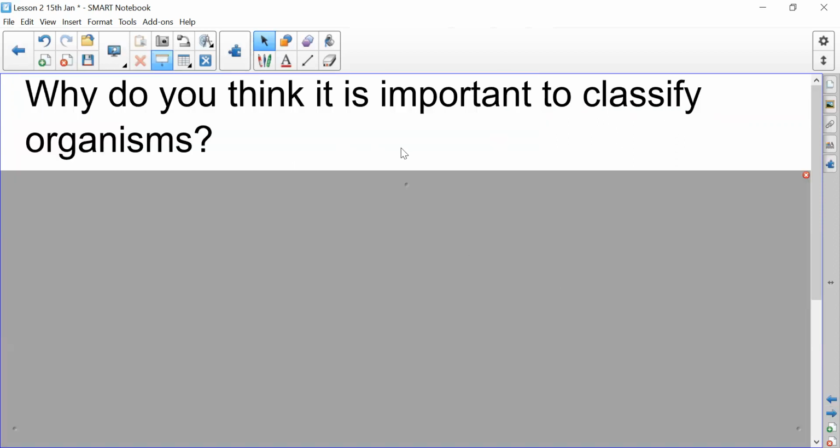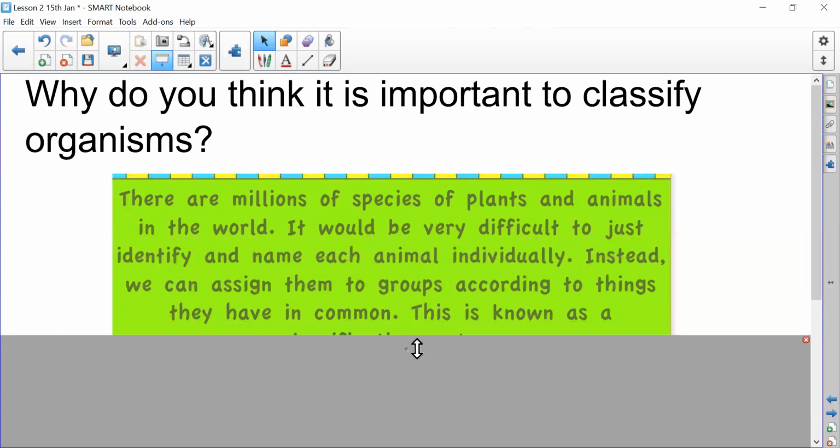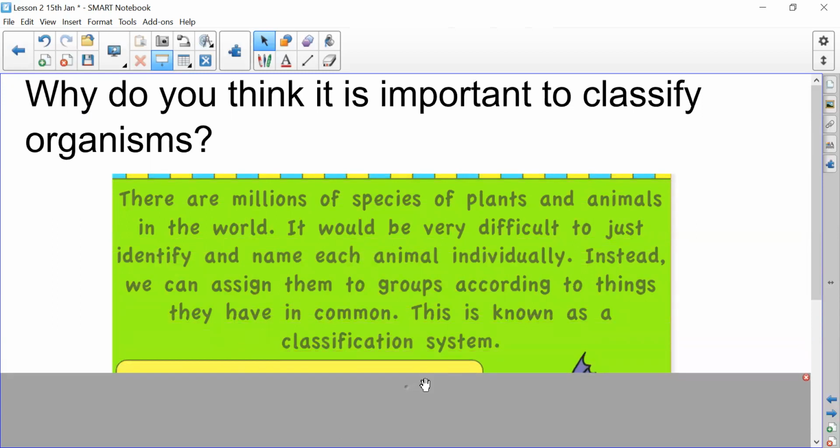Why do you think it is important to classify organisms? Why are we learning about this? Well, let's see. There are millions of species of plants and animals in the world. It would be very difficult to just identify and name each animal individually. Instead, we can assign them to groups according to things they have in common. This is known as a classification system.